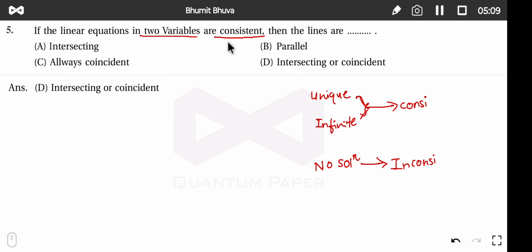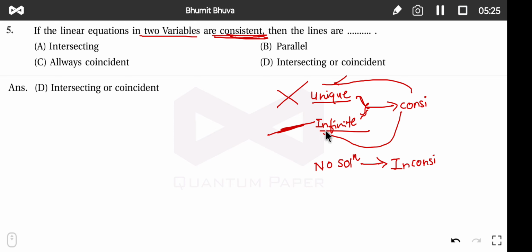Okay, so here the question is when we are getting consistent. Consistent means there are two cases, either unique or infinite. Unique solution means intersecting lines, infinite solution means coincident lines. So the first option is intersecting. It is not always intersecting, it can be coincident also. Option C, always coincident, is also wrong. And B is parallel, which is not true. Parallel will come in the case of no solution. So the final answer is D. Either it can be intersecting or coincident.